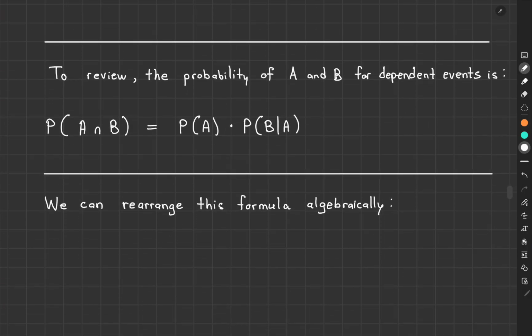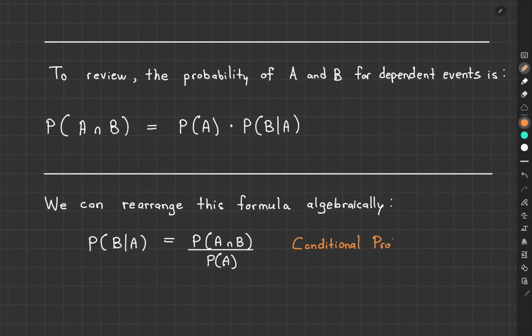So this involves a little bit of algebra, but it's very simple. All we're doing is dividing both sides by probability of A. So probability of B given A is equal to the probability of A and B divided by the probability of A. So this gives us the formula for conditional probability.